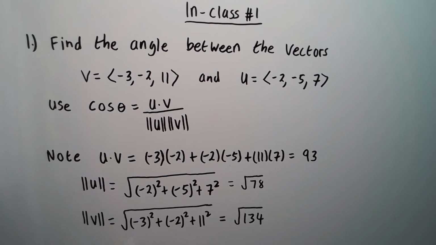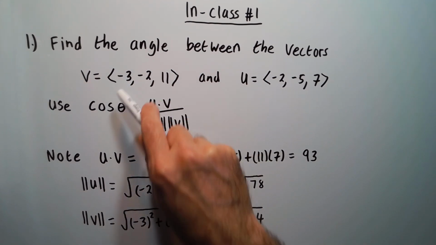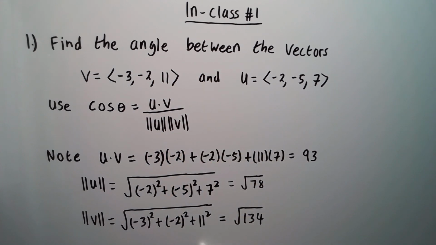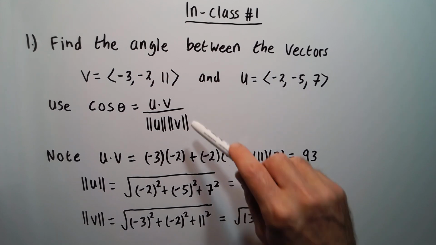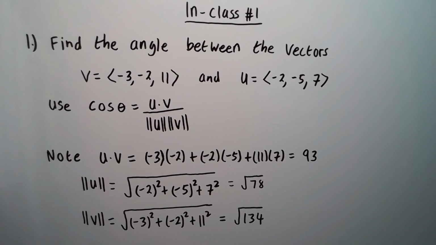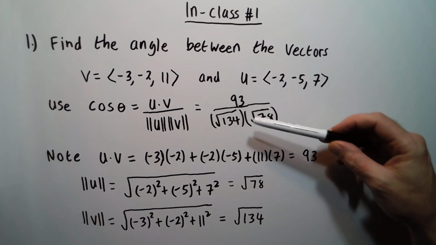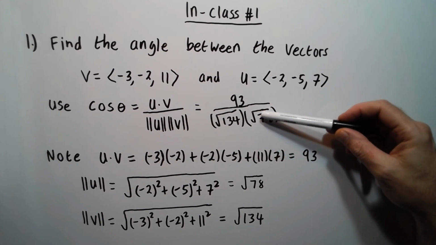So the magnitude of v, here's my v vector here, it's going to be the square root of -3 squared, -2 squared, plus 11 squared. So it's going to be 9 plus 4 plus 121, so it's going to be then square root of 134. Okay, let's replace those over here now. So replacing, we get 93 on top, then square root of 134, square root of 78 in the bottom.